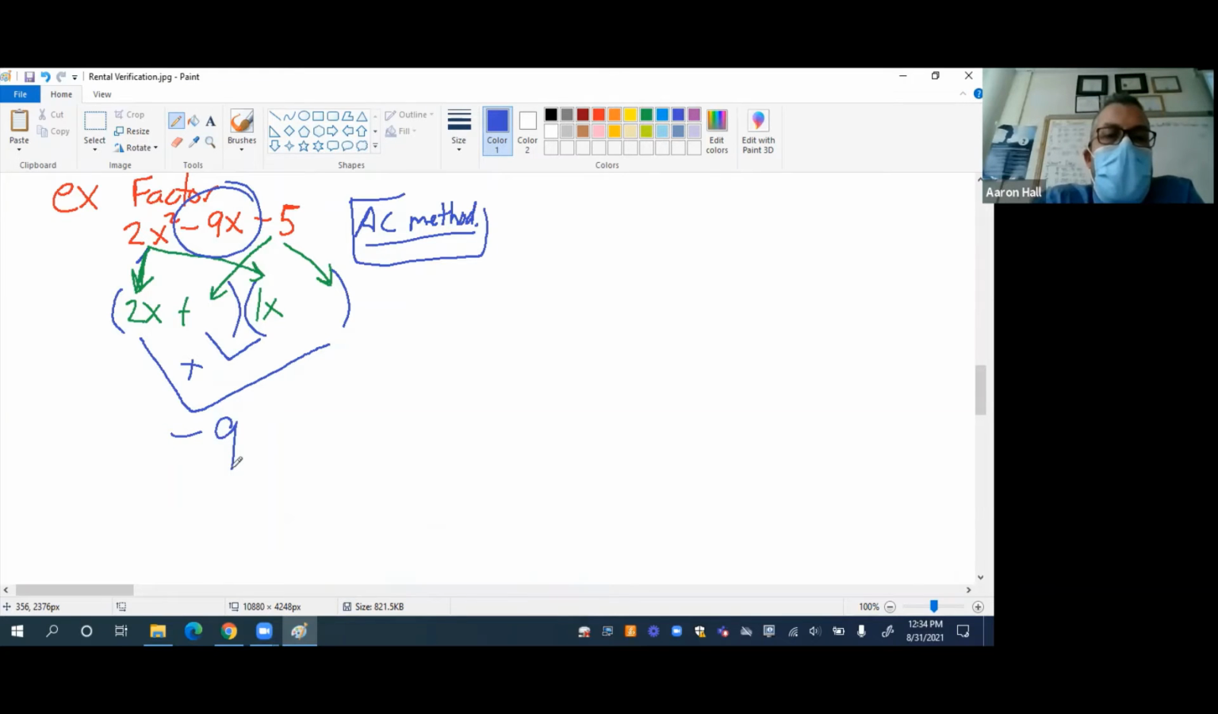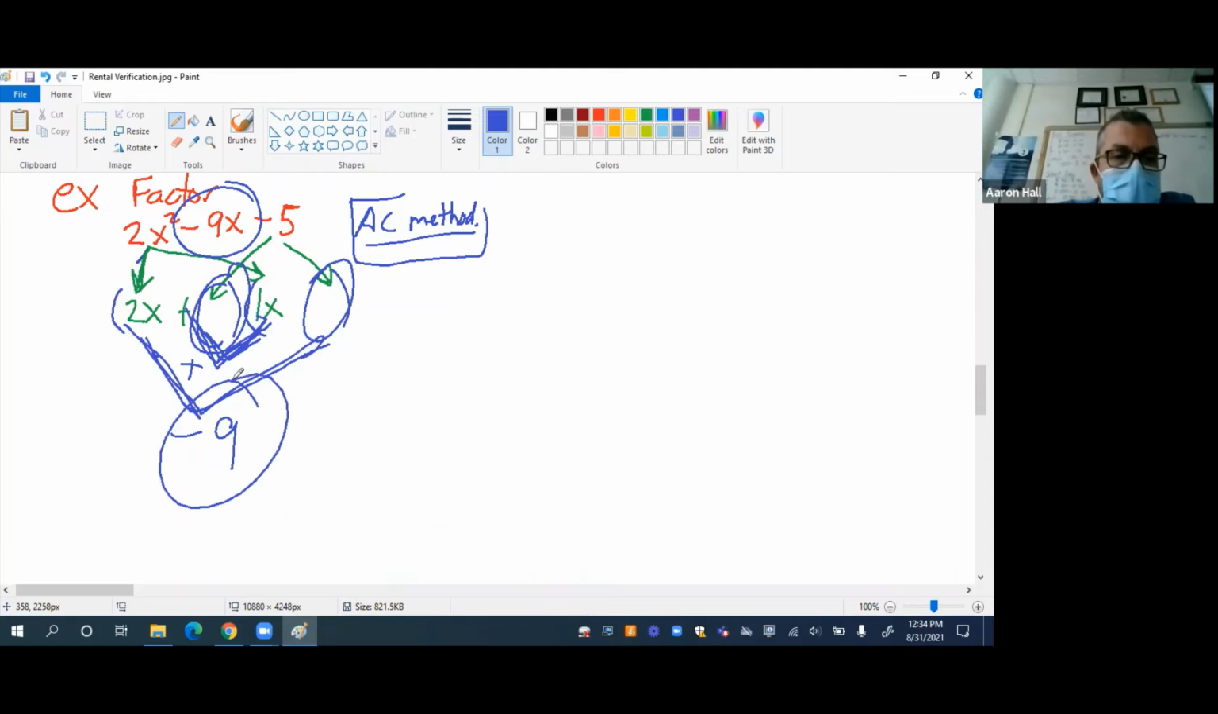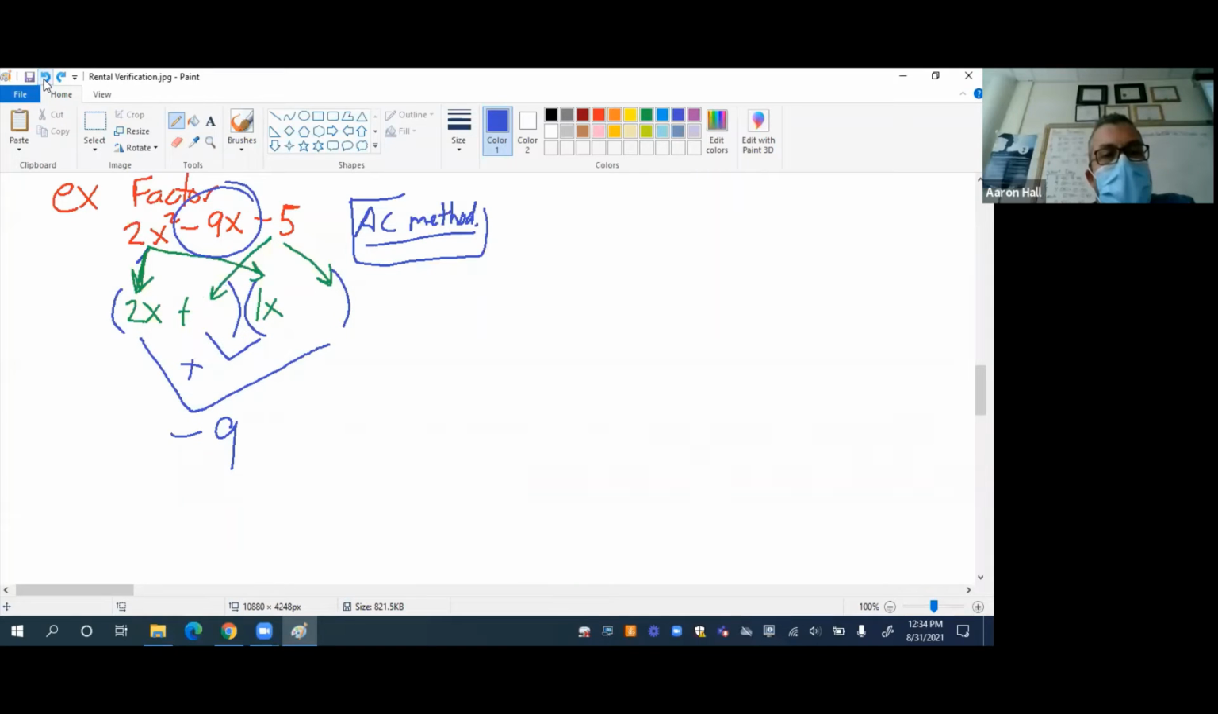So what would have to go here and here so that this product and the sum of this product and this product gives me this? The one on the right would be -5. Okay, this has to be -5 and this has to be +1. So the outer numbers would give me -10. The inner numbers would give me 1, and that gives me my -9.